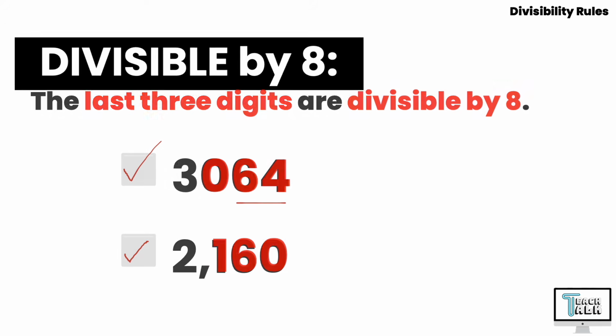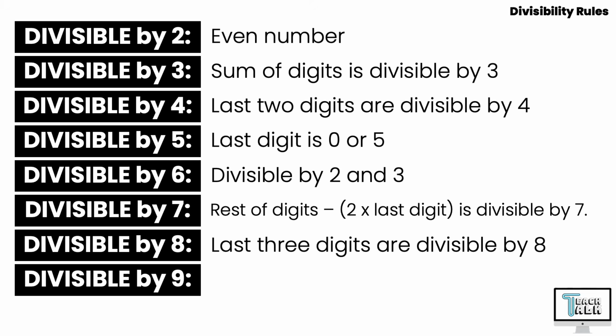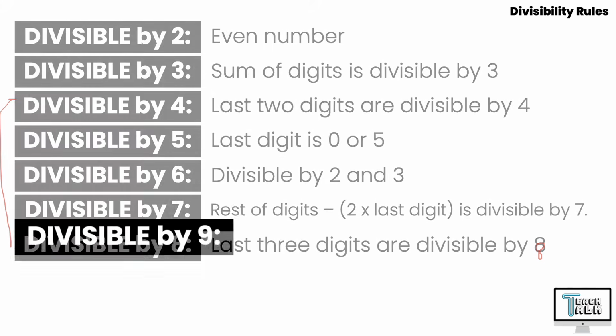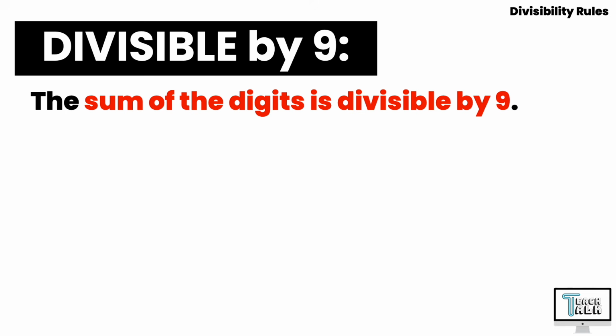Next, punta naman tayo sa divisibility rule by 9. Kung si 8, same siya sa divisibility rule ni 4. So, ang divisibility rule by 9 naman guys is dapat same siya sa divisibility rule ni 3. Kasi sa divisibility rule ni 9, the sum of the digits is divisible by 9. So, mag-a-add na naman tayo guys katulad lang sa ating divisibility rule by 3.